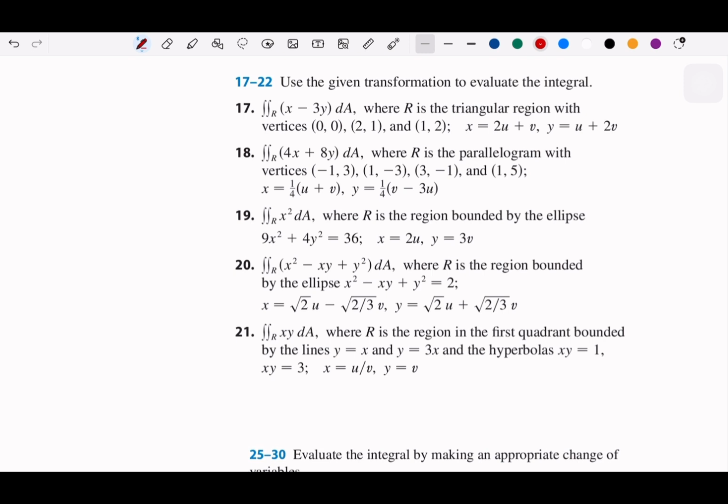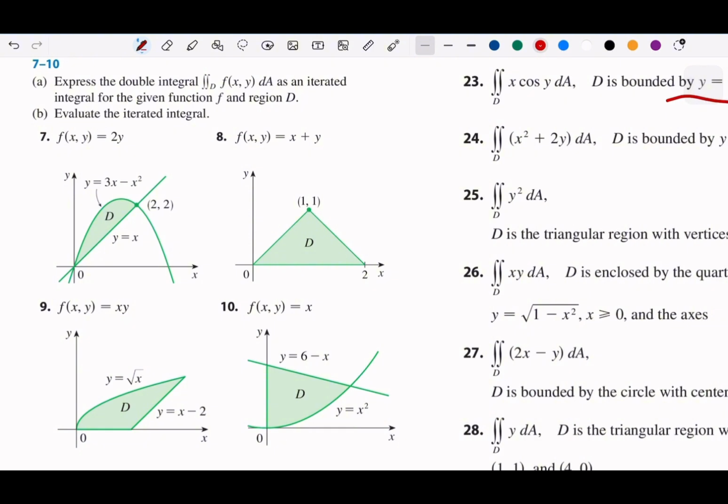I think we are going to take a break for the next part, which will be an overview from the previous part. Okay. Double integral as the iterated integral for the given functions and region D. So the region is basically the graph, and the function is f on each one of the graph, right? So let's say number 8, we have the function x plus y.